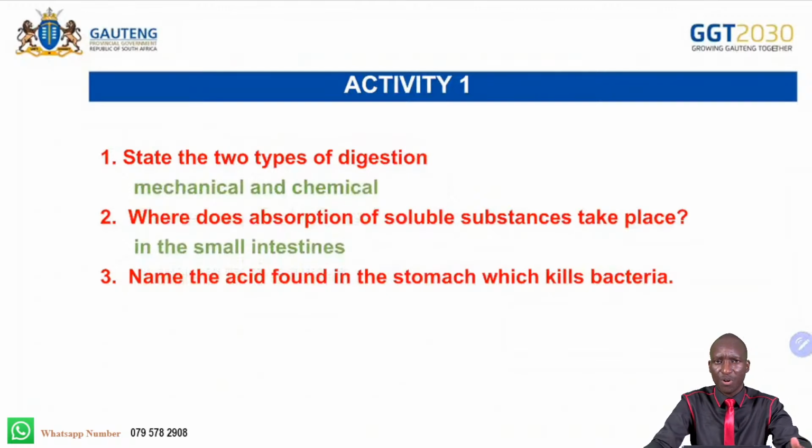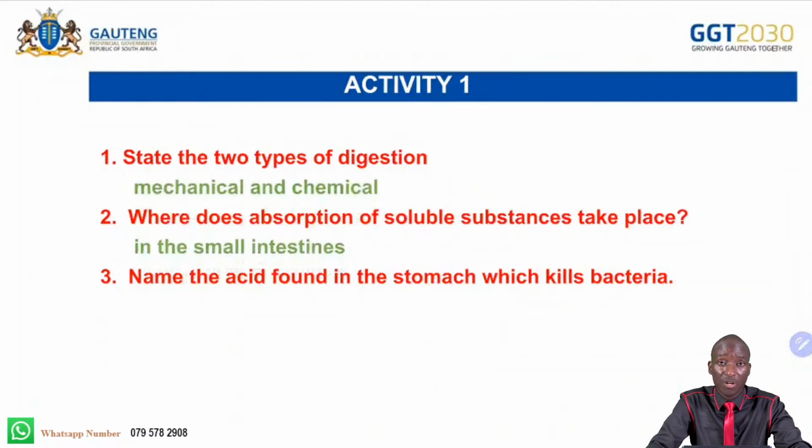That's where the absorption of soluble substances takes place. Remember that. Once digestion is complete, food is absorbed into the bloodstream through the small intestine walls. Okay, number three, name the acid found in the stomach which kills bacteria.